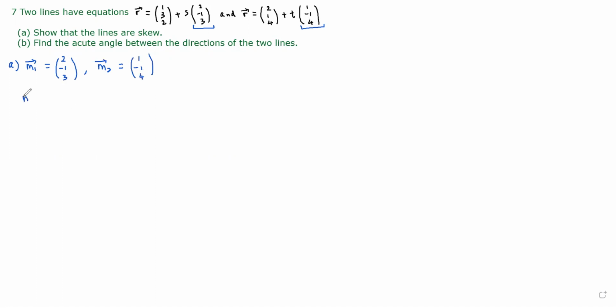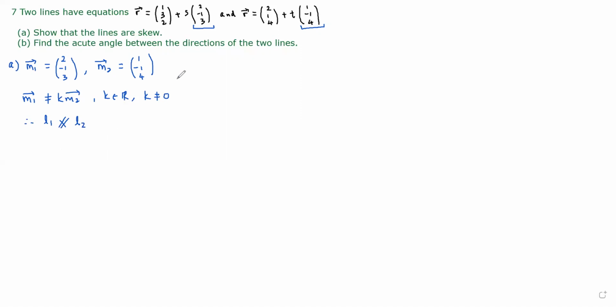Since we see that the direction vector of the first line cannot be written as a constant multiple of the direction vector of the second line, where k is any real number and k is not 0, these two are not constant multiples of each other. That means line 1 is not parallel to line 2.